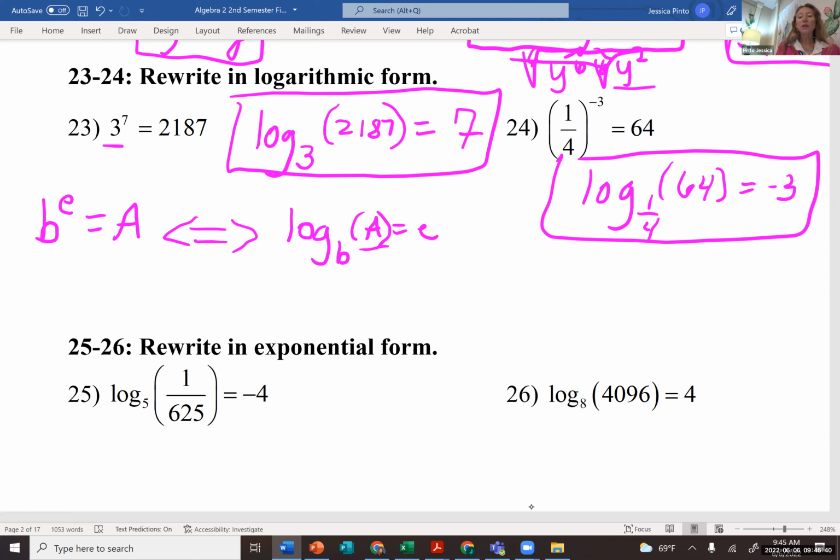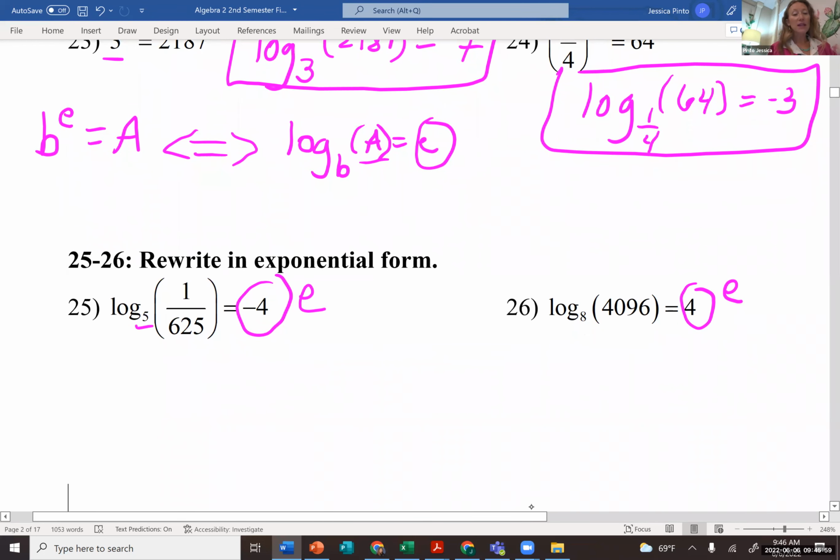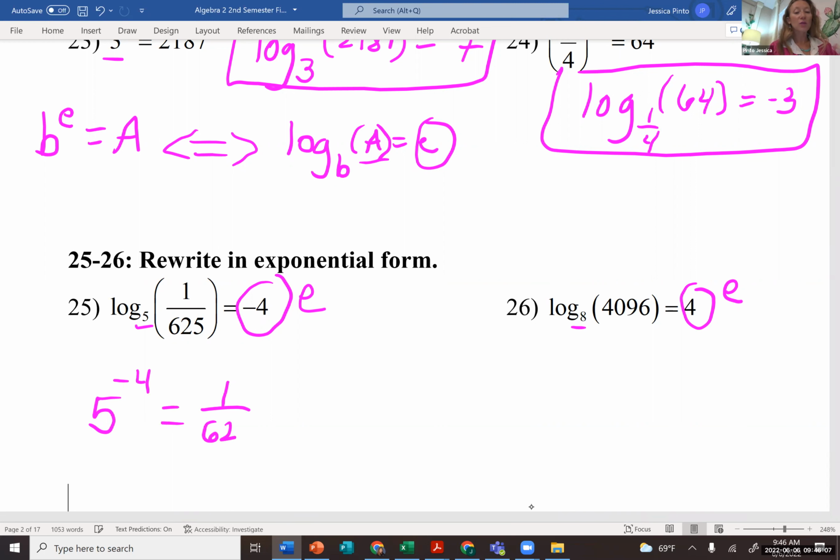In 25 and 26, I can see that I'm doing the same thing, but I'm going the opposite direction. Now I'm going from log form into exponential form. So I remember that this is the exponent. The answer to a logarithm is an exponent. So when I start on those ones, I identify the base next to the g. On 25, it's 5. The exponent is -4. The answer is 1/625.